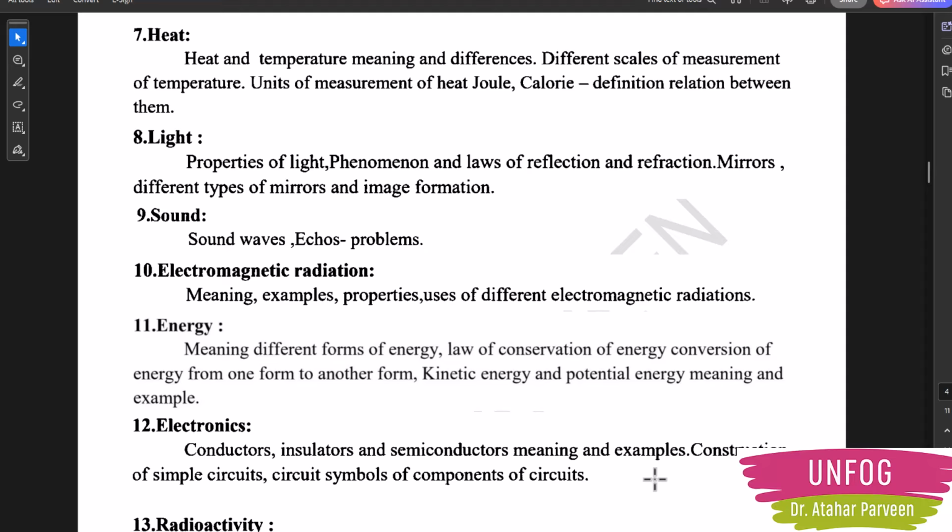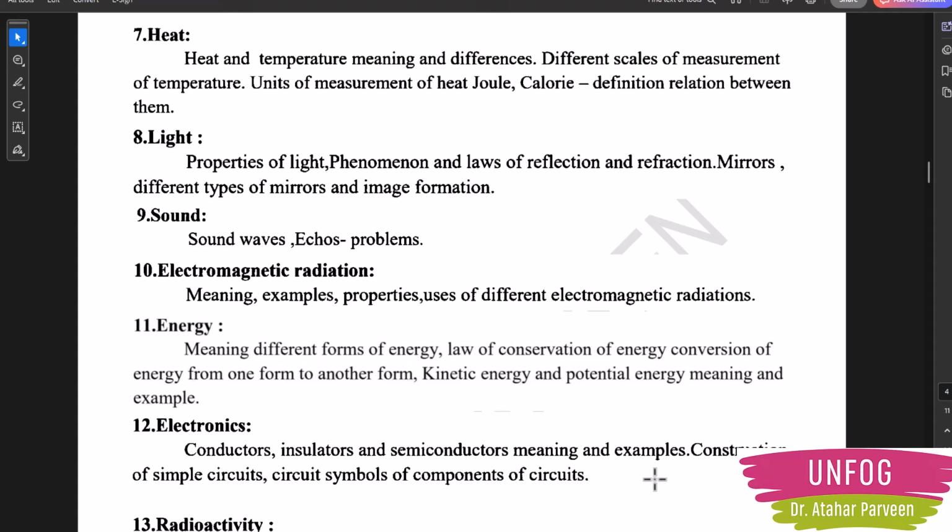Then we have light. What is light? What are the properties of light? What are the phenomena and laws involved? We'll study reflection, refraction, lenses, mirrors and all that. For sound, we have sound waves and echo problems, as in we will study a few simple numerical problems for echoes.